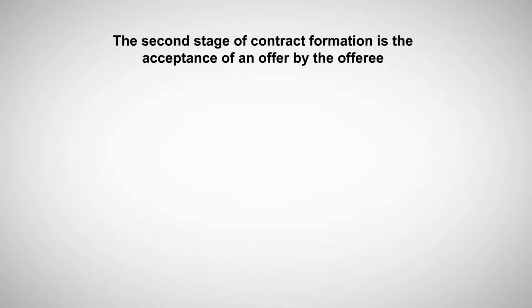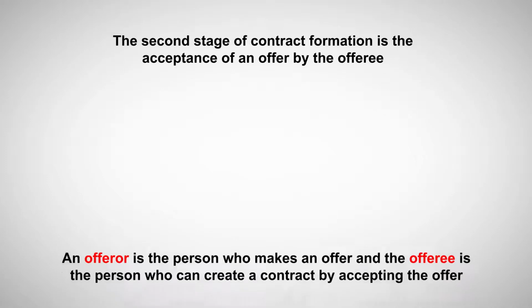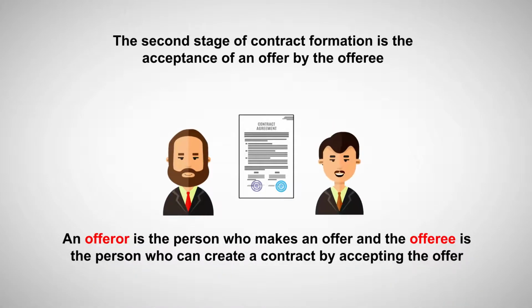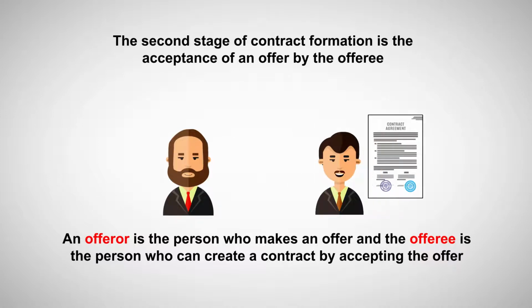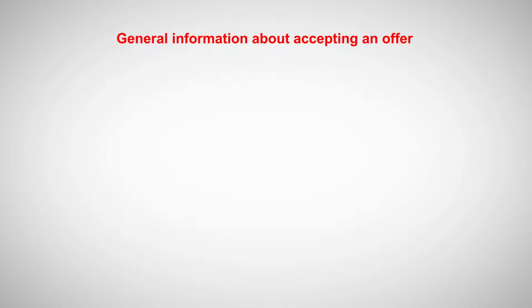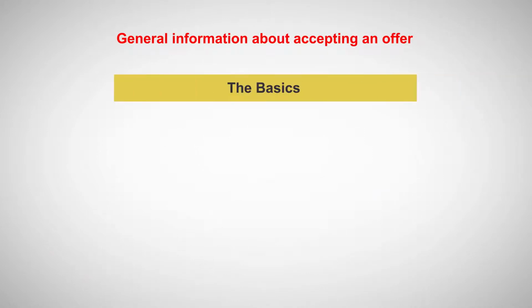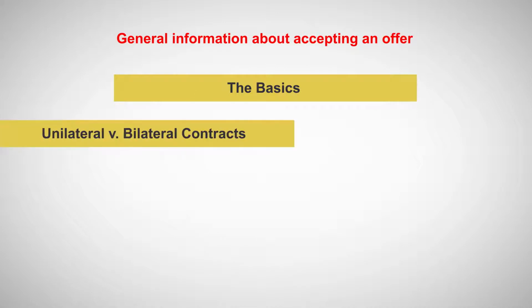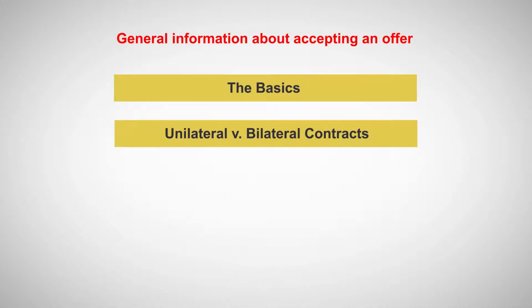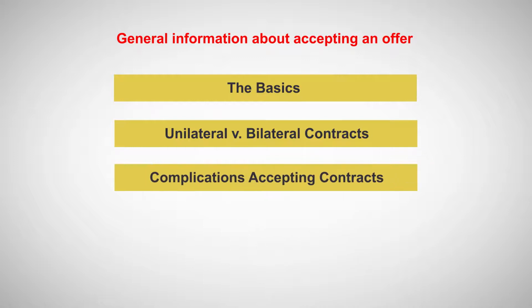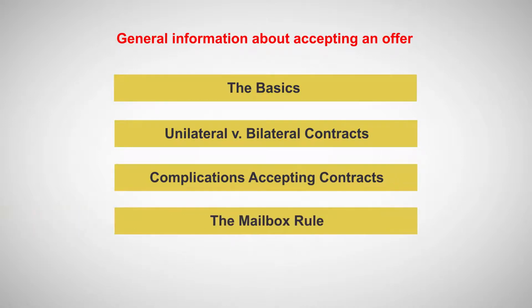The second stage of contract formation is the acceptance of an offer by the offeree. An offeror is the person who makes an offer, and the offeree is the person who can create the contract by accepting the offer. The purpose of this presentation is to provide general information about accepting an offer. This presentation includes basic concepts relating to accepting an offer, the differences between accepting unilateral and bilateral contracts, complications that arise when accepting contracts, and an explanation of the Mailbox Rule.